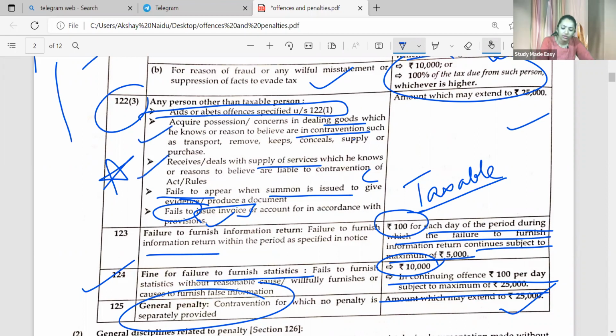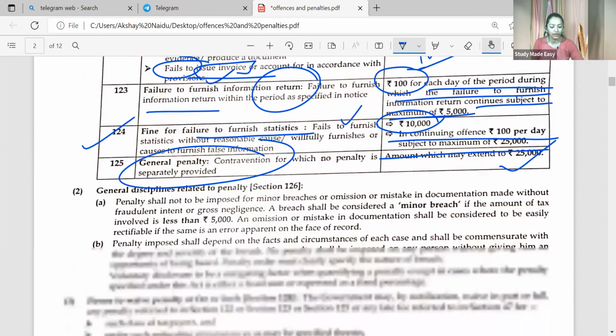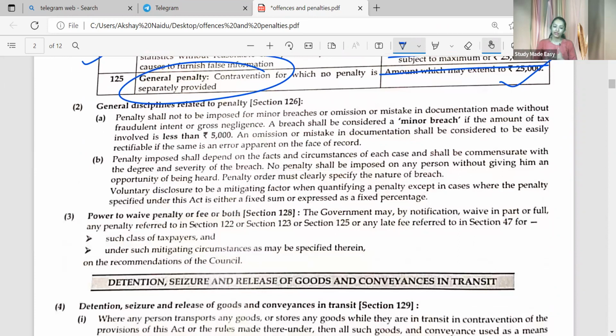Possession है, you receive in contravention, या फिर summon issue किया, you are not appearing, या फिर you issue the false invoices, in all those cases up to 25,000. रिटर्न फाइल नहीं किया, 100 rupees per day up to 5,000 maximum, and if it is general penalty is 25,000, and statistics you are not giving, so 10,000 or 100 rupees per day up to maximum 25,000. That is what your general penalty is.